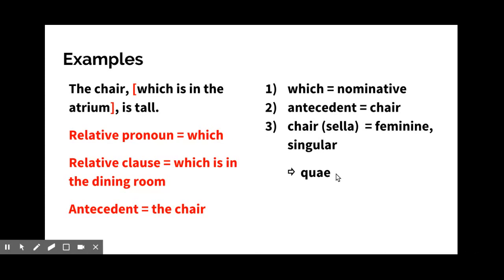We're going to continue working on relative pronouns in the coming classes. I hope that this has given you a bit of a foundation on which to build some further class knowledge and activities.